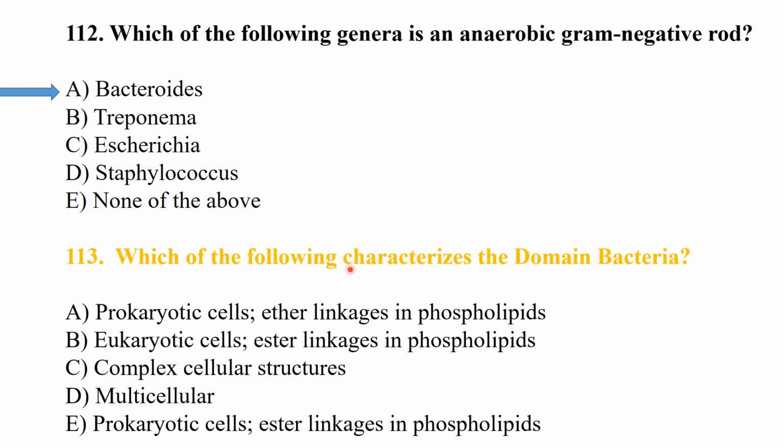Which of the following characterizes the domain Bacteria? As we know, there are three domains. One is called the domain Archaea, second is called the domain Eukarya, and the third is the domain Bacteria. Domain Bacteria is characterized by the prokaryotic cell, no membrane-bound nucleus, no membrane-bound organelles, and ester linkages in the phospholipids, while in the case of the Archaea and the eukaryotes there are ether linkages.